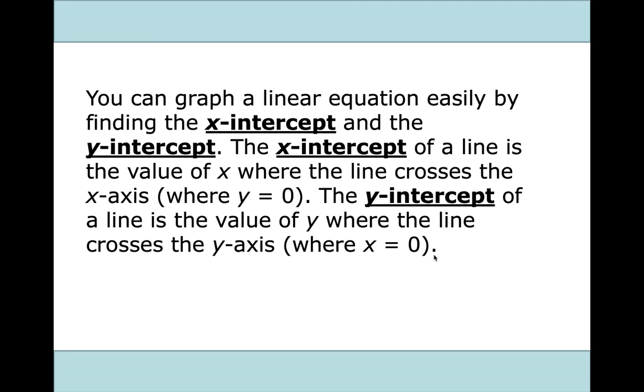The y-intercept then is the opposite of that, which is where the line crosses the y-axis. And when you're looking at your y-intercept, your x is always going to be 0. What I mean by that is when you're talking ordered pair there. We'll look at that in just a second.